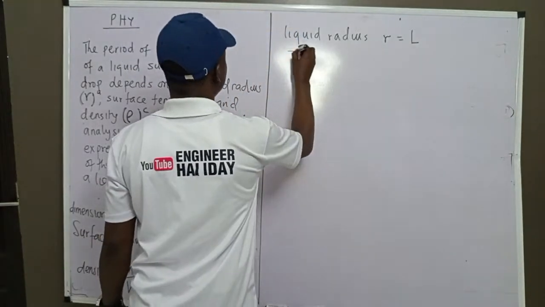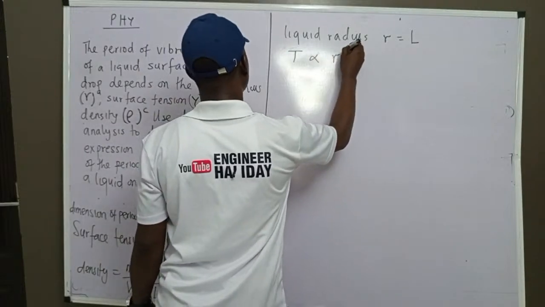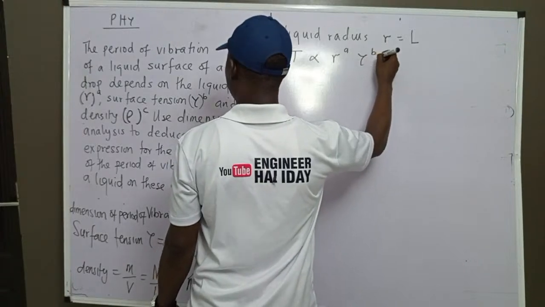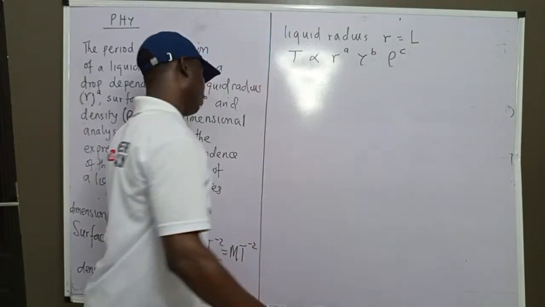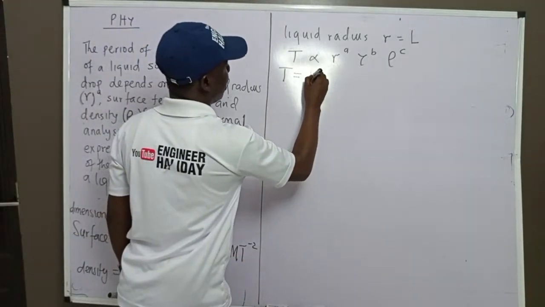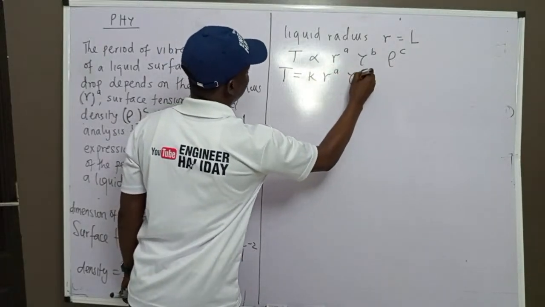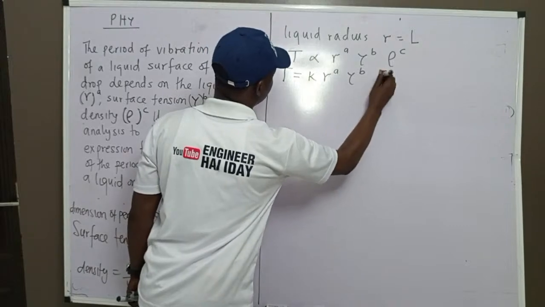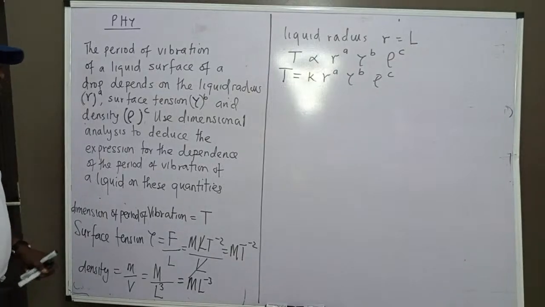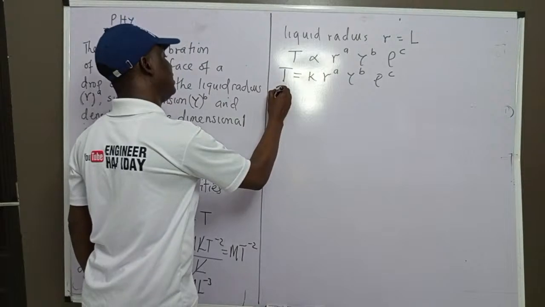So we now put everything together. Now, that means T is directly proportional to radius raised by a, surface tension raised by b, and density raised by c, according to the symbol. Now, if we remove the proportionality, T equals K, R raised by a, lambda raised by b, and density raised by c. Now, I haven't done that. What we're going to do now is to solve.